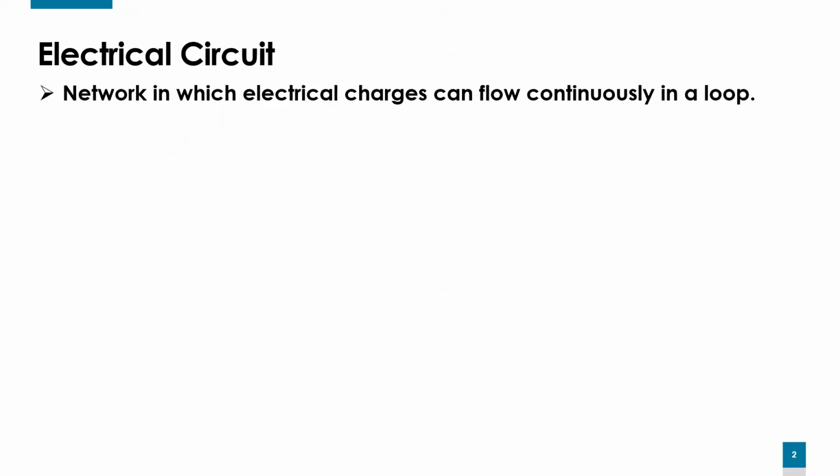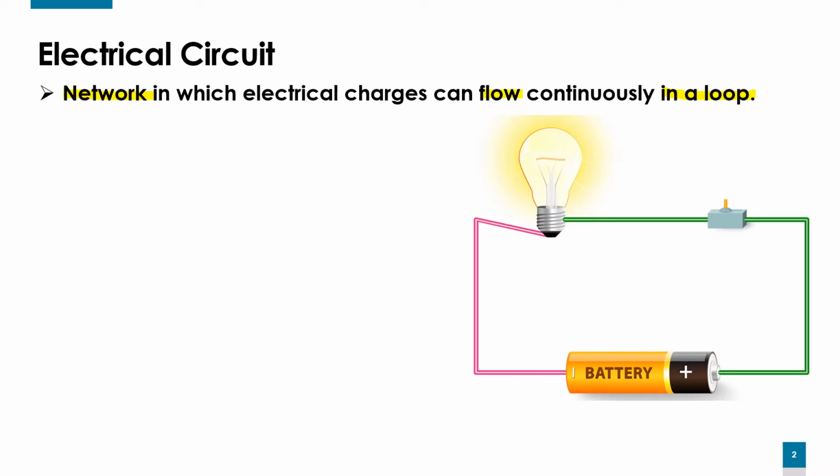Electrical circuit. An electrical circuit is a network in which electrical charges can flow continuously in a loop. So it is any network that allows the charge to flow without interruption. Okay, so for example, here I have a battery that's connected to a switch that we can turn on and turn off to turn on the light.